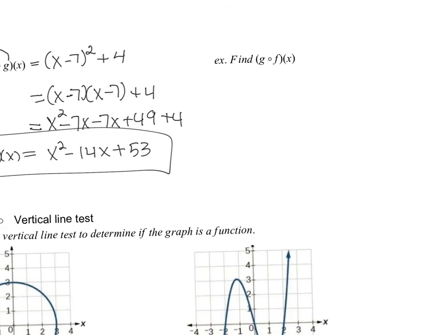Our second composition, g of f of x, we're going to take our function f and plug it in for the x in g. So g starts off with just x, so that's going to be x squared plus 4. And then we have minus 7. So now I just have to combine like terms, and we end up with x squared minus 3.